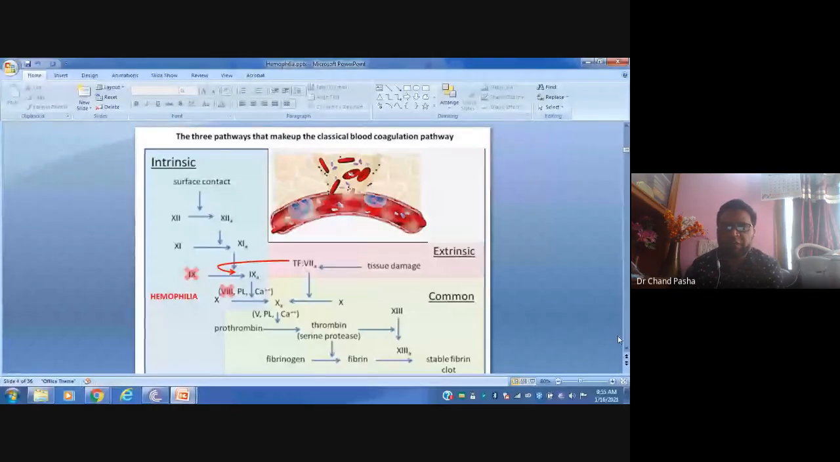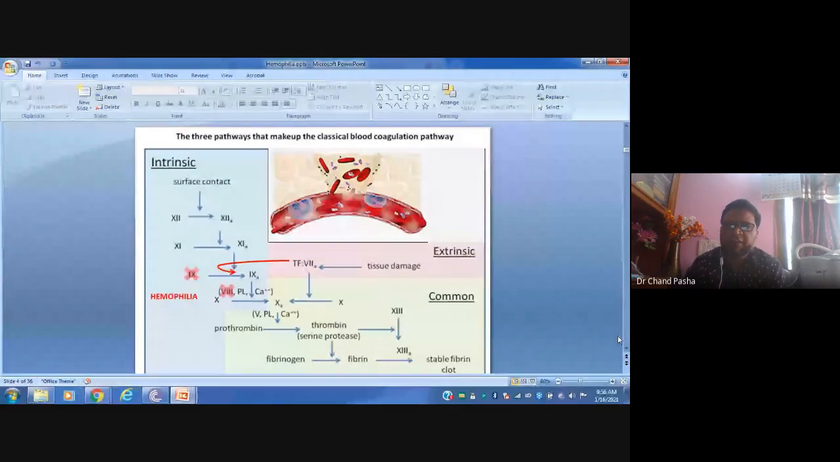Then the activated 12th factor will activate the 11th factor. This 11th factor will activate the 9th factor, and this 9th factor will activate the 10th factor. Okay. In this case, you require the 8th factor as well as calcium.